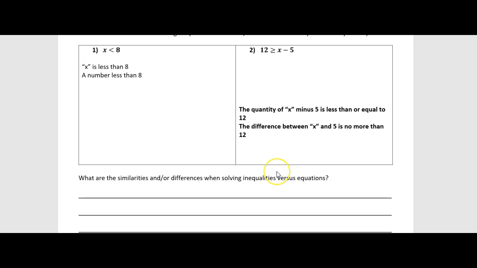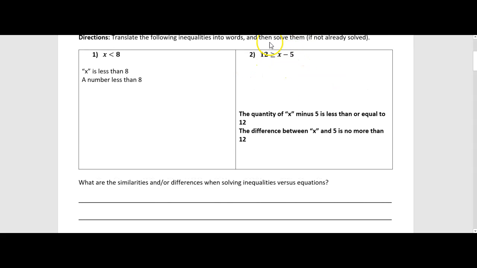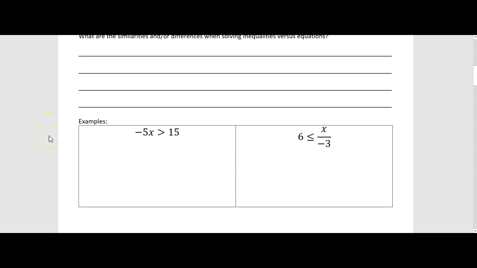I want you to think about, are there any similarities and any differences in terms of solving inequalities versus solving equations? So obviously we have one similarity, right? We used the addition property of equality. We added the same thing to both sides for number 2. We added 5 to both sides, which would be exactly how we solve an equation. So maybe there's some other similarities, but maybe there's some differences. Maybe you don't always solve inequalities the same way you do equations. So think through that question for a minute or two, write down any thoughts you have, and then come back and we'll have a discussion.